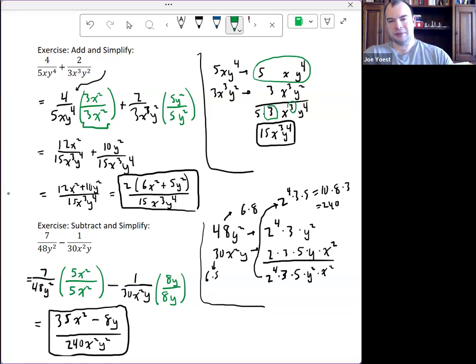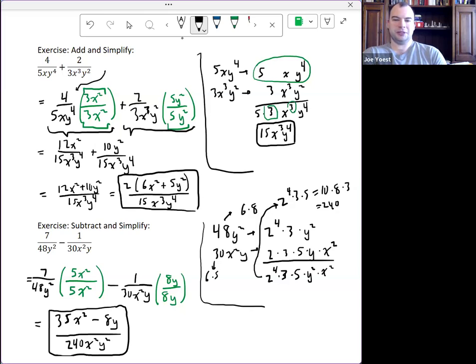And if I multiply that on the bottom, I better also multiply it on the top. Similarly, my second fraction, I need to multiply by 5y squared over 5y squared to make the denominator 15x cubed y to the fourth. Now I take my first product here, multiply those together. 4 times 3 is 12, x squared in the top, and then I get 15x cubed y to the fourth in the bottom.